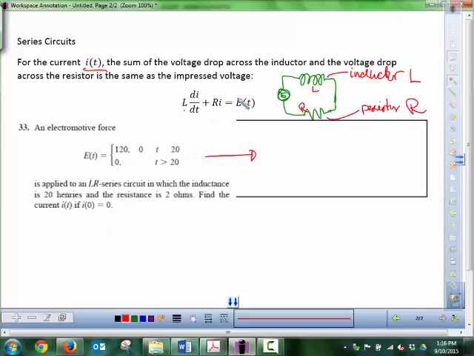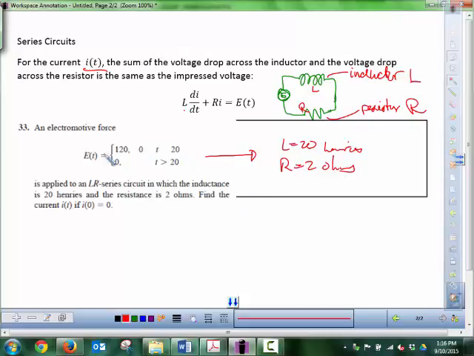So this is our differential equation. We'll start off with that differential equation. And we have L, so let's put the values in. L is equal to 20 henries. The resistance is 2 ohms. And we're looking for I.